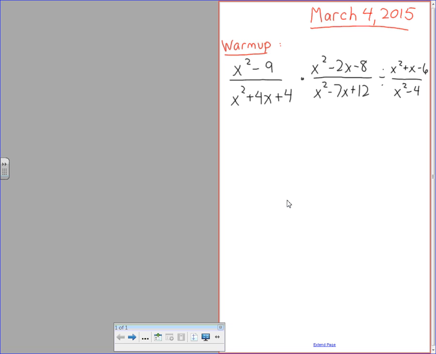I got a brave volunteer to factor like crazy, top left. Grace, go. Good. Difference of squares, excellent. Can I get another volunteer to do the bottom left? Yeah, Owen, go. I got x plus 2, x plus 2. Good.